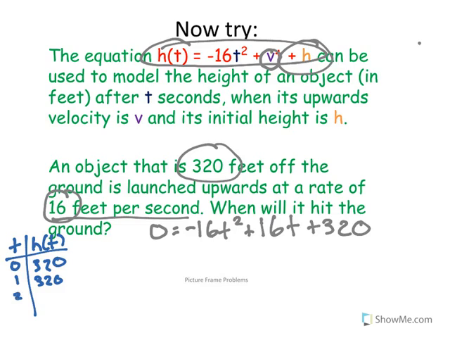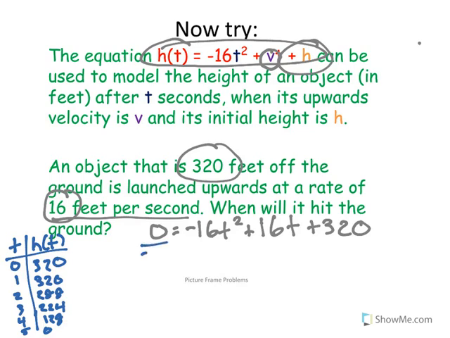So at time 2, we're going to be at 288. At time 3, and again, you should all be putting this into your calculator so you can see it and not just take my word for it. At 4, we're at 128, and at 5, we're at 0. So we would expect, when I solve this quadratic equation, that we get time 5.